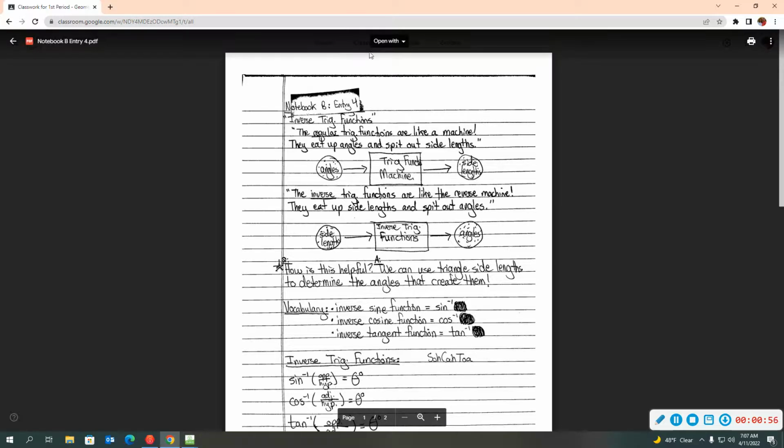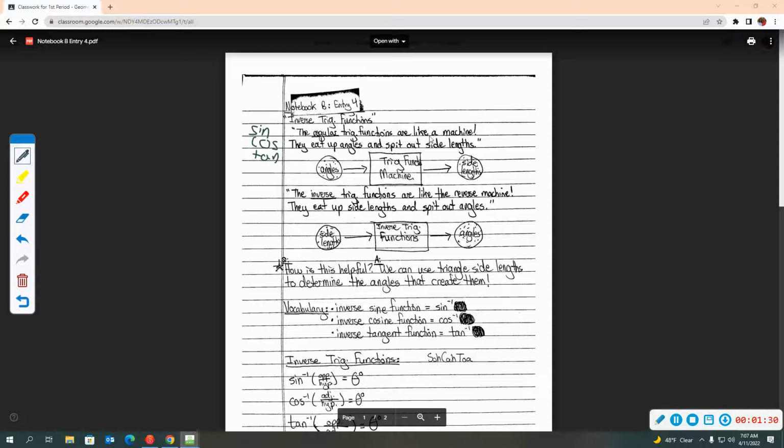But anyway, like I said, this is Notebook B Entry 4, and we're talking about inverse trigonometry. What that means is an inverse is something that goes backwards or the other direction in math. So our regular trig functions that you're used to are sine, cosine, and tangent, the ones you're used to using.